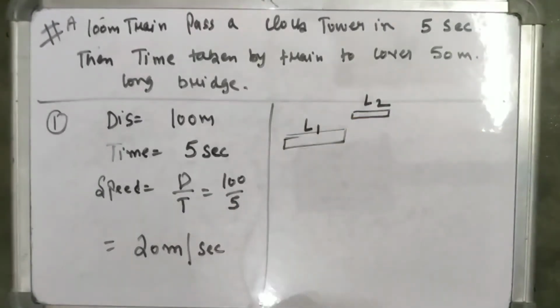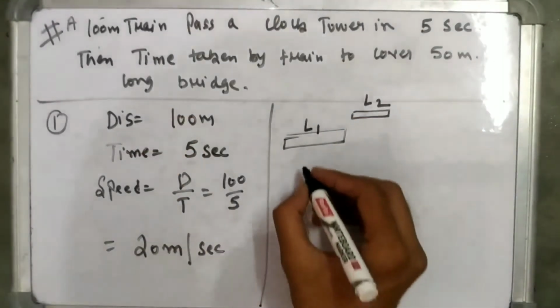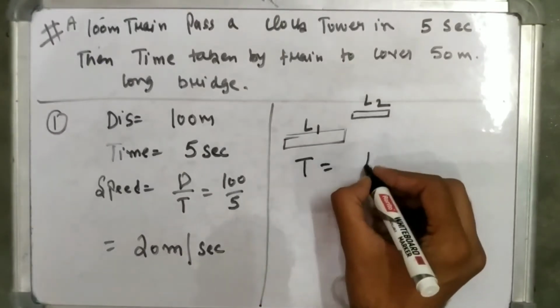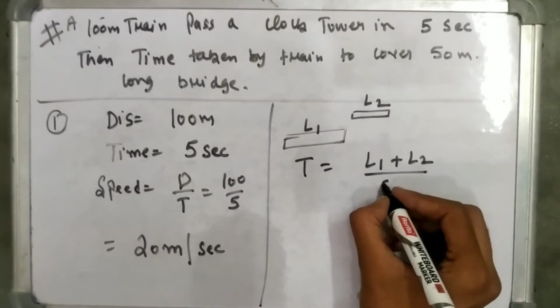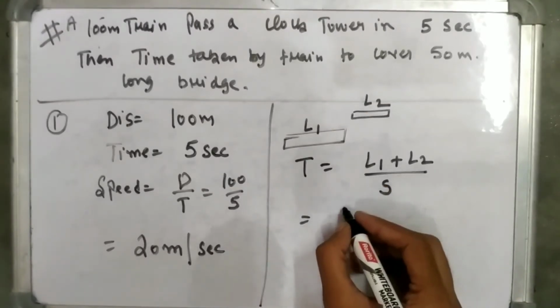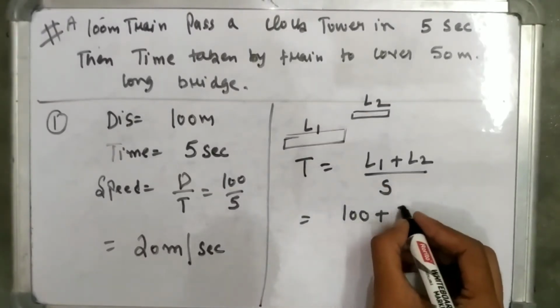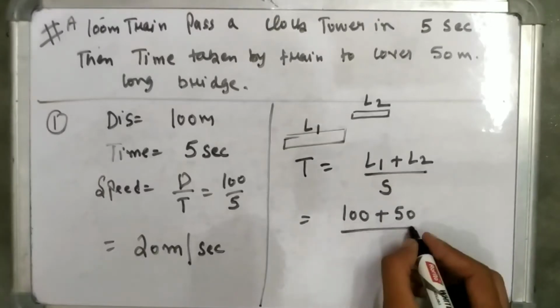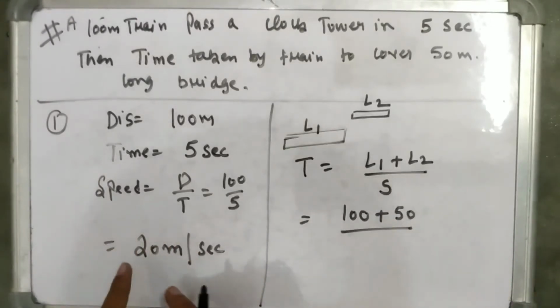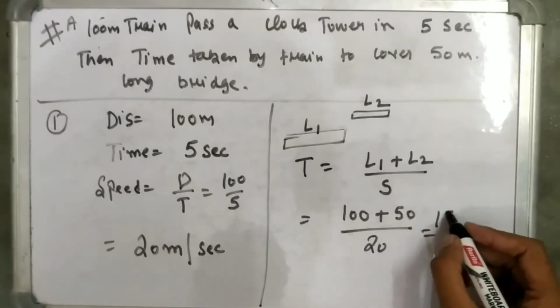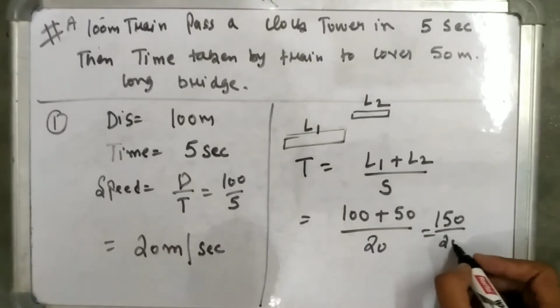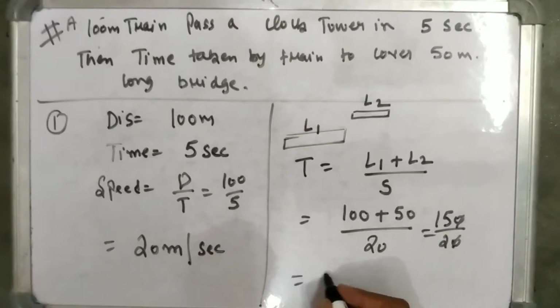So now what is the time taken? Time taken is (L1 + L2) divided by speed. L1 is 100, L2 is 50, and the speed we have already found is 20, so 20 here. So the answer is 150 divided by 20. When we divide them, we get 7.5 seconds.